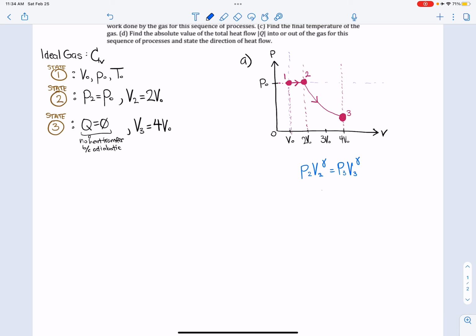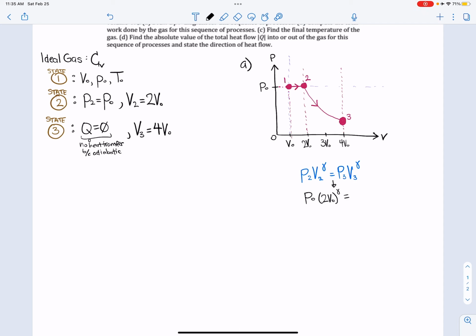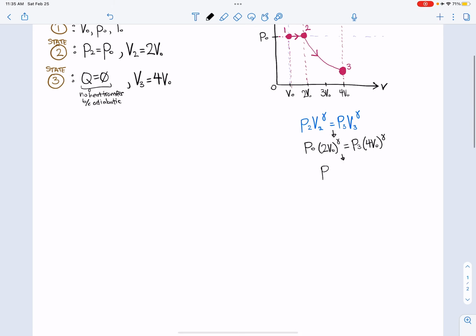What do I know? Now I'm going to plug in my knowns. P2 is given right here, and V2 is just 2V naught, to the power of gamma. That is equal to P3, which is what I want to find, times the volume at state 3, which is 4 V naught, that's also given, right, to the power of gamma. So from here, I can look for the pressure at state 3.